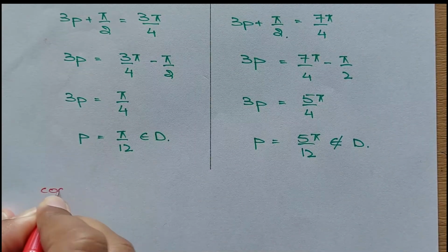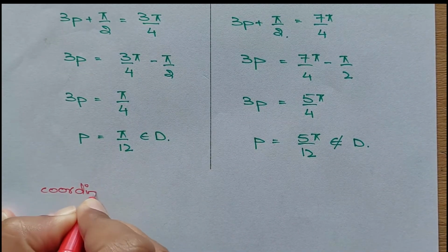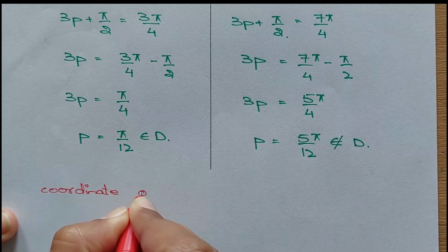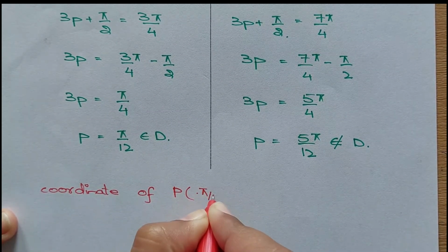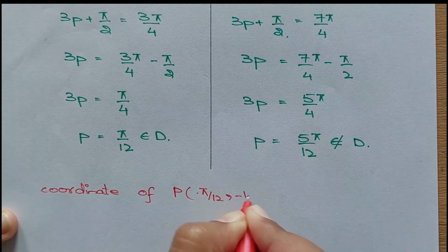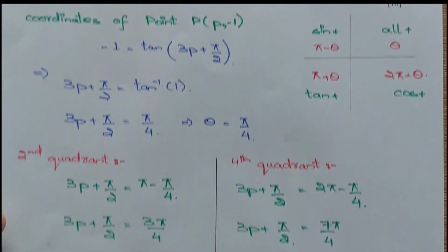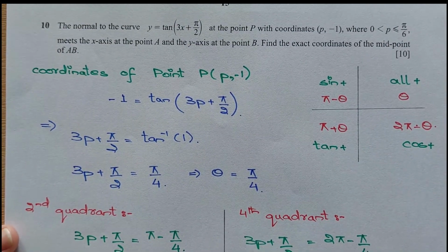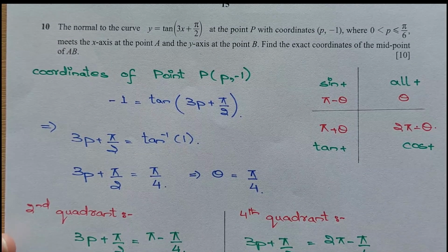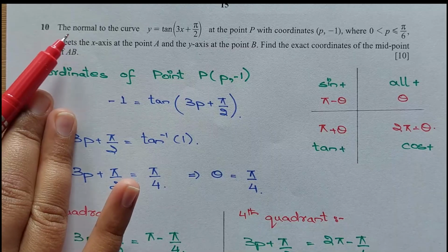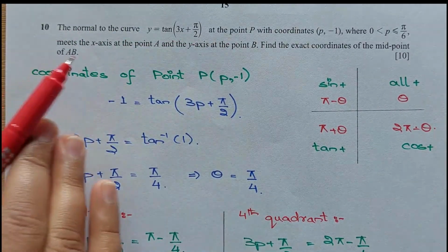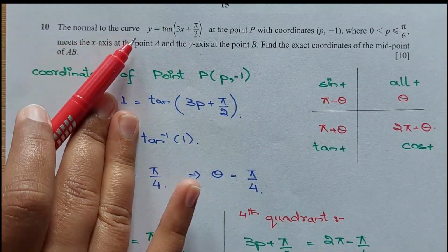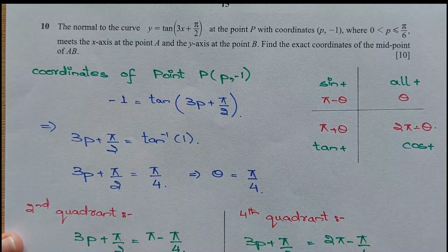So the coordinate of point P is pi by 12 and minus 1. So we have done with the first step, right? Okay, now for the second step, we need to find the equation of normal because we have been given the information that the normal to this curve at a point P meets the x-axis and y-axis. So the next step is finding the equation of normal.